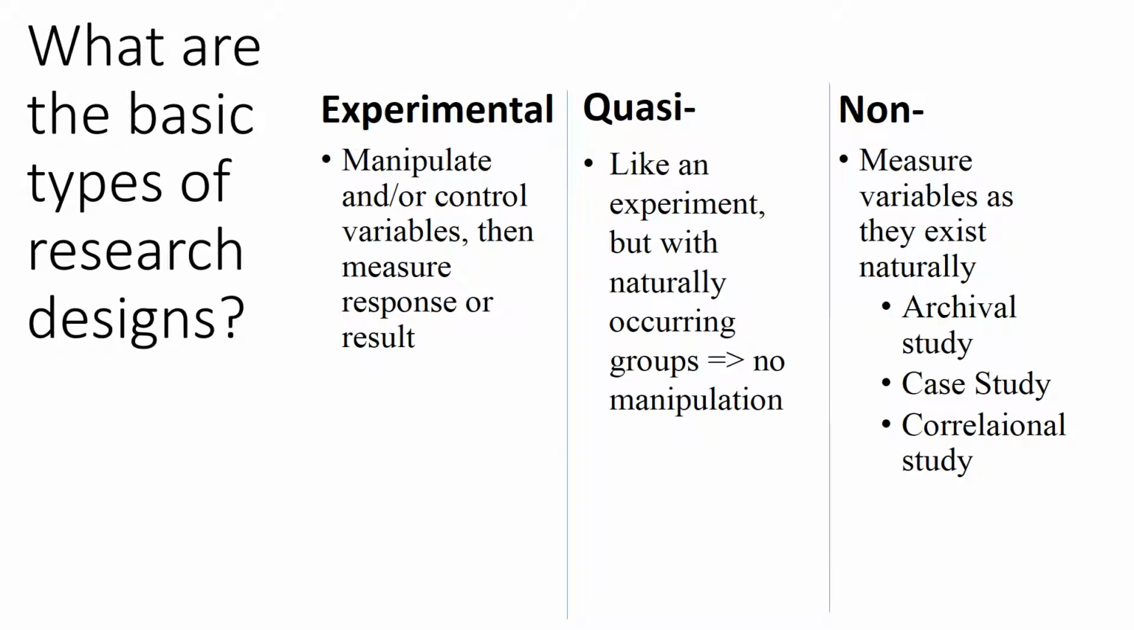When we think about research designs, the main idea is that we can go about gathering data for research in multiple ways, and each of those ways helps us understand something different. As you're reading, you'll want to know what we can understand from each of the three basic types of designs: experimental, quasi-experimental, and non-experimental.